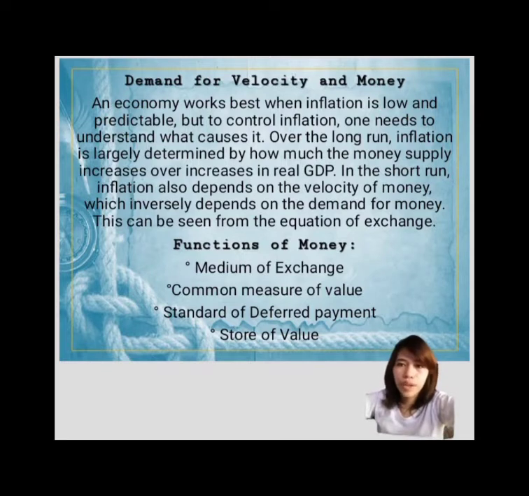A common measure of value: money is the measuring rod for everything. It acts as a common denominator by permitting everything to be priced in terms of money only. Therefore, people are enabled to compare different prices, thus the relative values of the different goods and services.